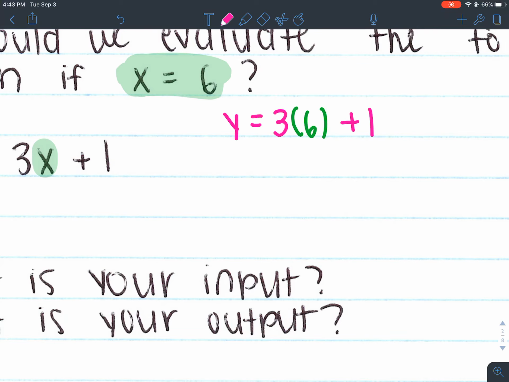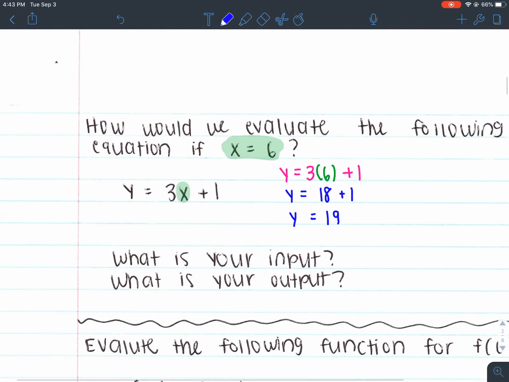Also notice I use parentheses. So anytime you plug in, you want to use parentheses. It causes less room for mistakes. All right, moving on. I'm going to have y equals, well, 3 times 6 is 18, plus 1. So then y equals 19. So that's my answer there.